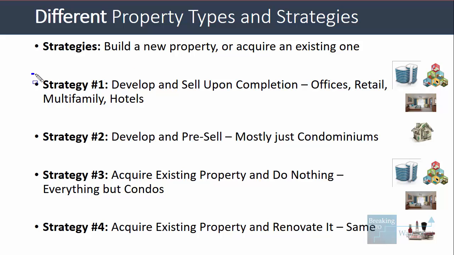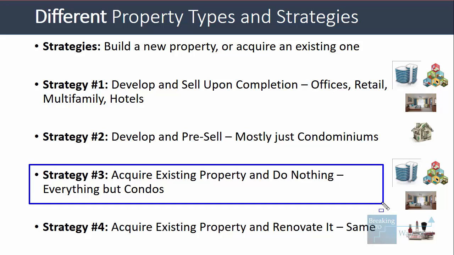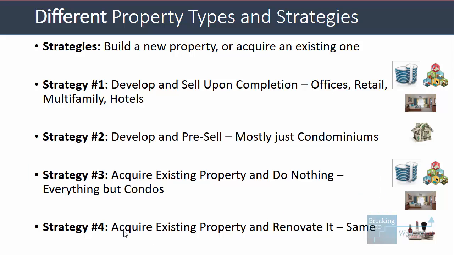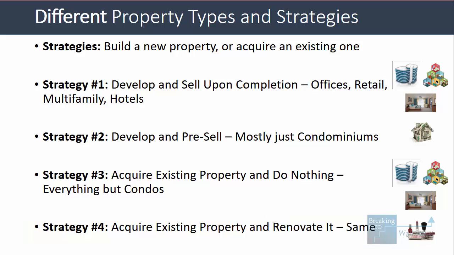The first two strategies here are often referred to as opportunistic. The third strategy is referred to as core, and then the fourth strategy is referred to as core plus or value added. The dividing lines between these are sometimes a little bit thin, but that's how you can think about it. The riskiest strategies are at the top, the third strategy is the least risky, and the fourth strategy is somewhere in between the risk and potential returns of the others.